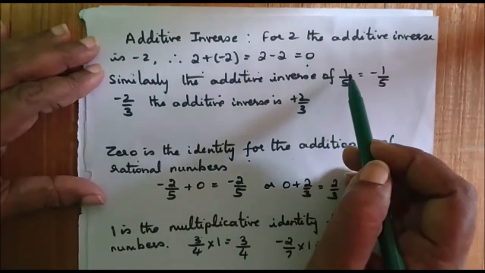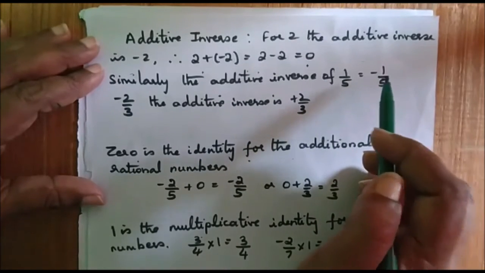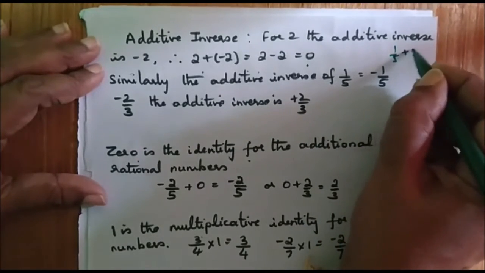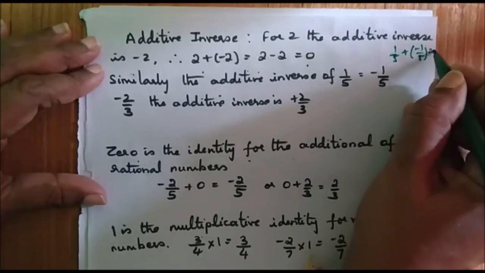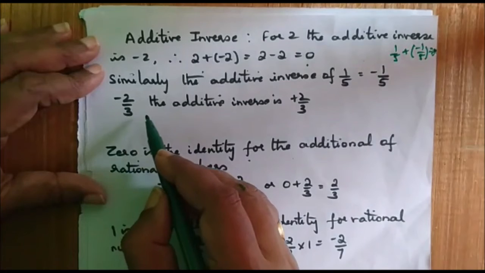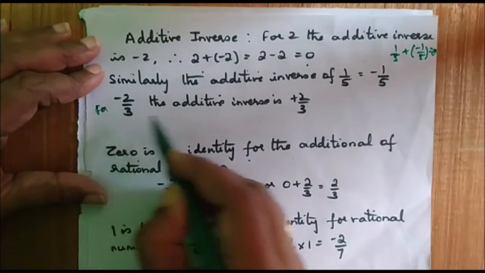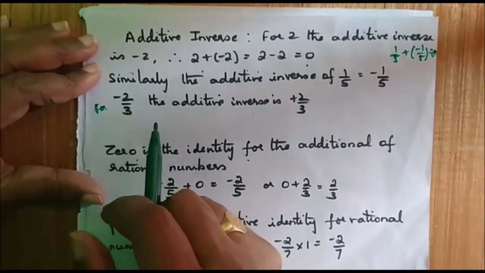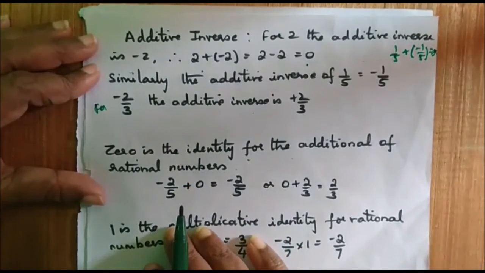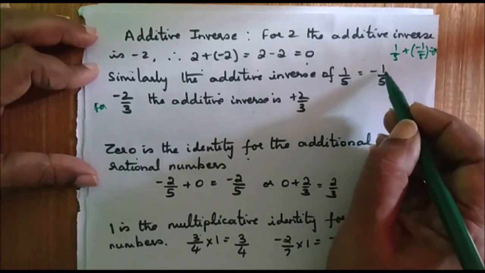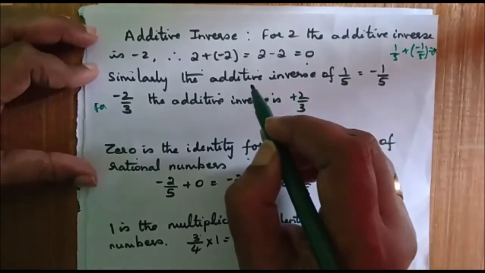Similarly, the additive inverse for 1 by 5 is equal to minus 1 by 5, because when I add 1 by 5 with minus 1 by 5, I get the answer 0. So for minus 2 by 3, the additive inverse is plus 2 by 3. I hope you understood this. What is the number with which I add so that I get the answer 0? So if it is 1 by 5, if I add it with minus 1 by 5, I will get the answer as 0.